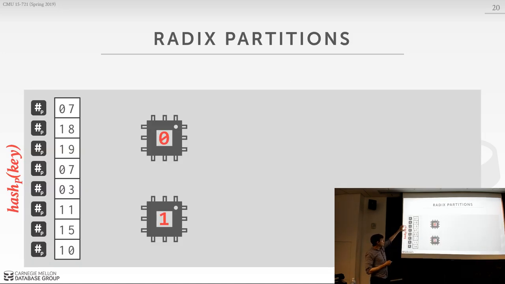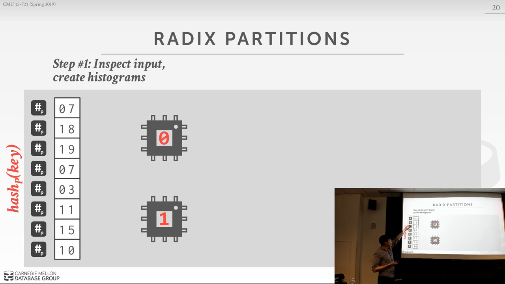All right, so for this one, for simplicity, again, assuming we've already hashed everything. So these are just the hash values of our keys after we've already gone through and hashed everything. So the first step, we want to go through our input sequence and create our histogram. So again, we're going to split this up just like we did before in morsels and in the previous approach. So the first core is only going to look at these first four keys. The second one's going to look at the next four keys.